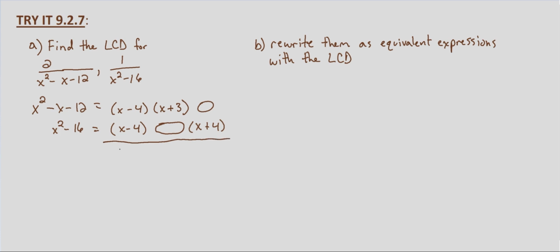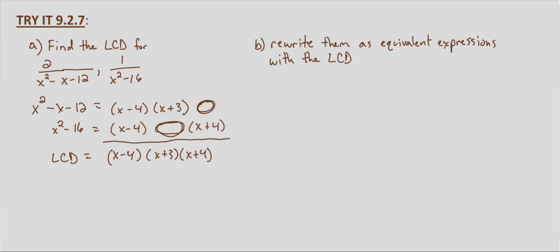So our least common denominator is going to be x minus 4 times x plus 3 times x plus 4. And that's because x squared minus 16 is missing the x plus 3, and x squared minus x minus 12 is missing the x plus 4. And recognizing what it's missing is important for our next step.